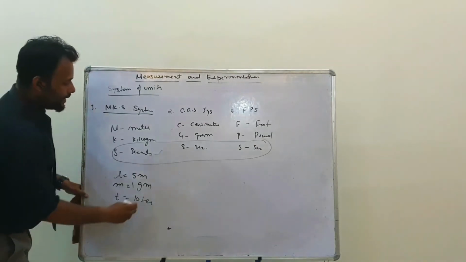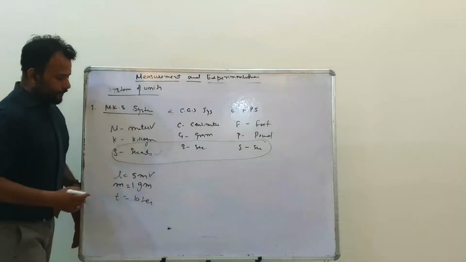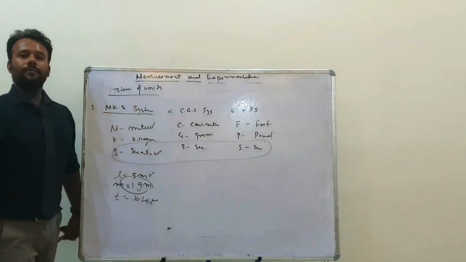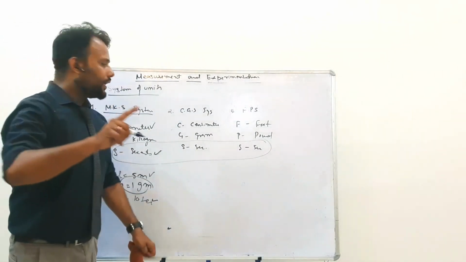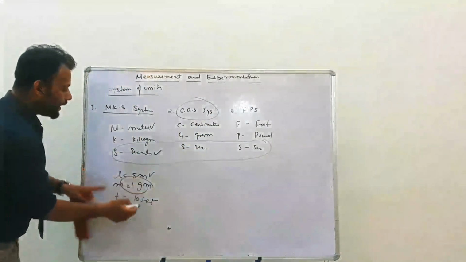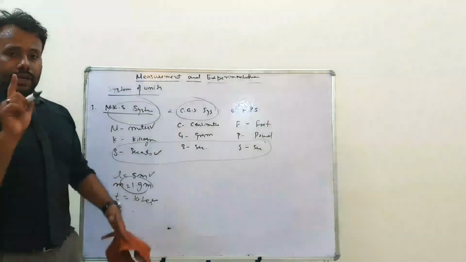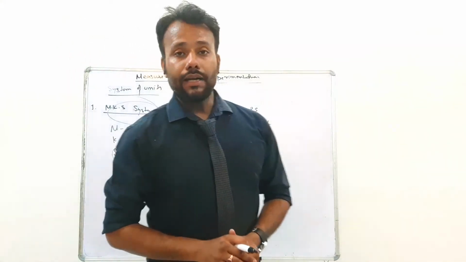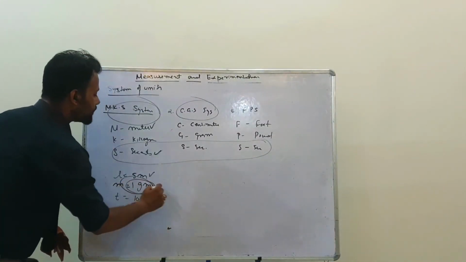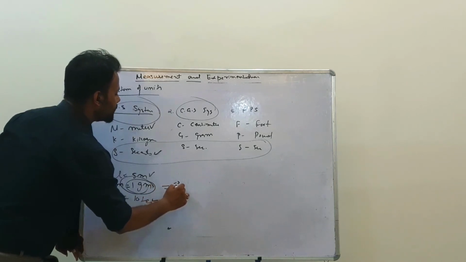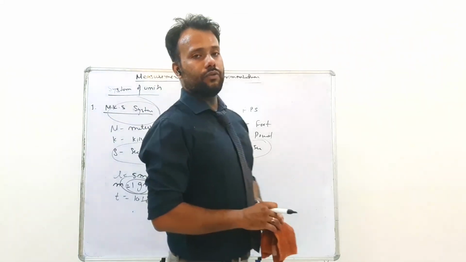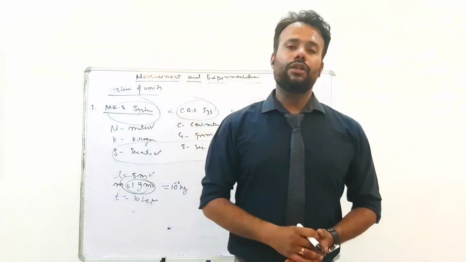Now in this case, length is in meter, that's fine. Time is in second, that's fine. But the mass is in gram. That means it is using the mass of the CGS system and length and time of the MKS system. So we have to change this mass into the MKS system. Unless we convert this mass of gram into 10 to the power minus 3 kg, our answer will be wrong. So we have to change it first, then I will use these values in the question.